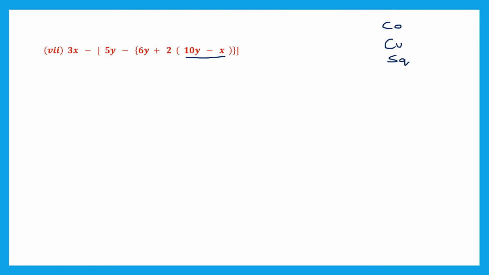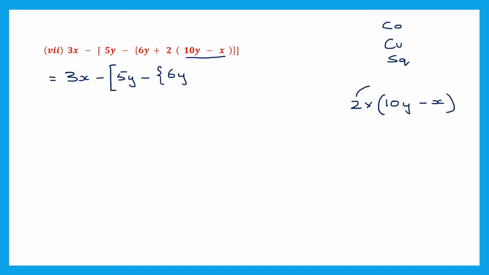So here we write 3x as it is, 3x minus, write the square bracket, 5y minus curly bracket 6y. Now we're going to open this. So let me write that down here. So that is 2 into, if there is no sign before the brackets, it's understood, it's multiplication. 10y minus x.